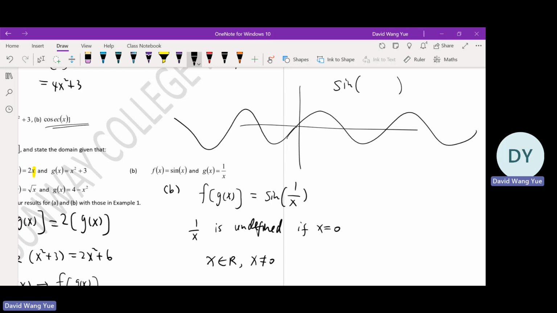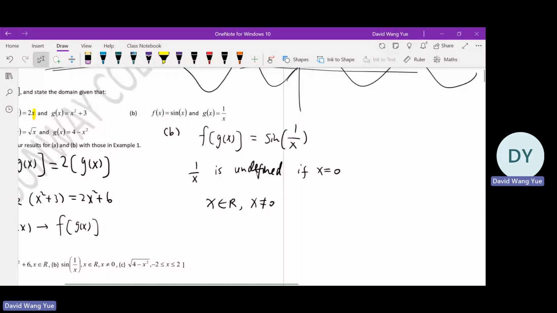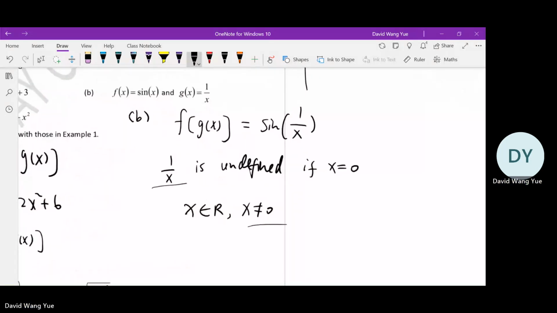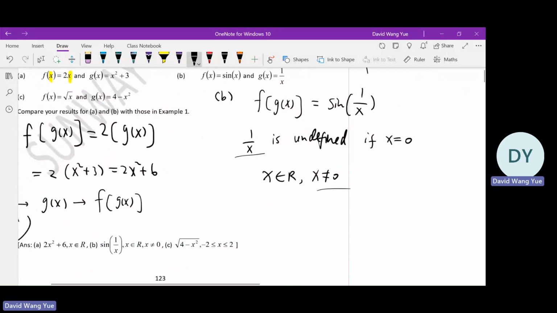So if you want to substitute a value into a sin function, it can be any real number. For any real number as the angle size, there's always a sin value. So you don't need to worry about the sin function being undefined. You just need to make sure 1 over x is not undefined. In order for 1 over x to be defined, x just cannot be 0. So this is the domain for the second one.